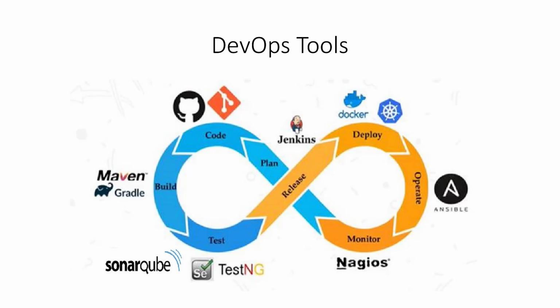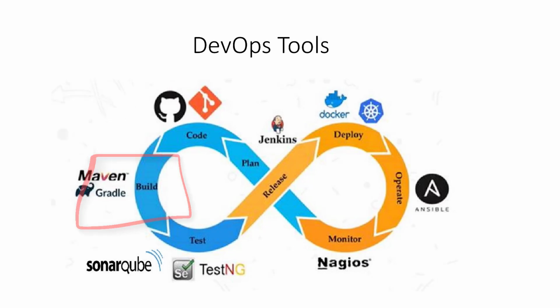These are the same DevOps tools that can be used in different stages. Git and GitHub are used in the coding stage. Jenkins is used for the release. Docker and Kubernetes are used for the deploy stage. Ansible is used to operate. Nagios is used to monitor. Selenium is used for software quality testing. SonarQube is used for software security testing. Maven and Gradle are used to build.